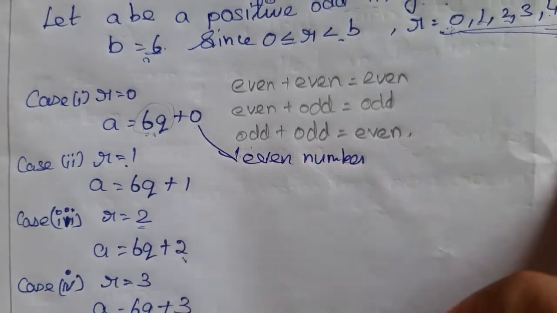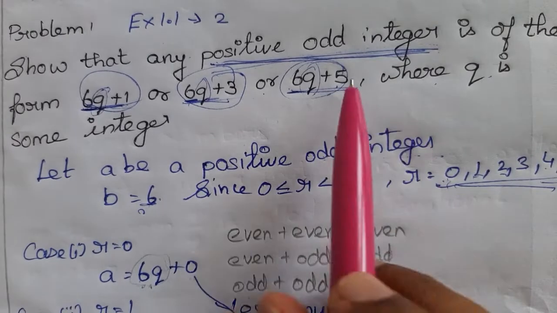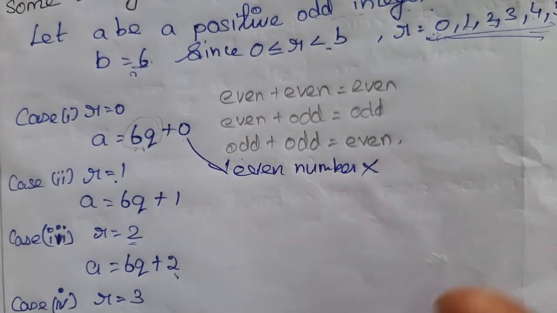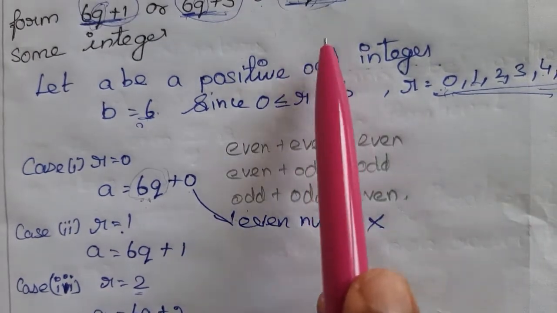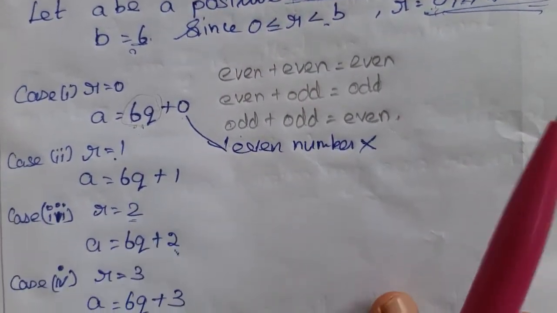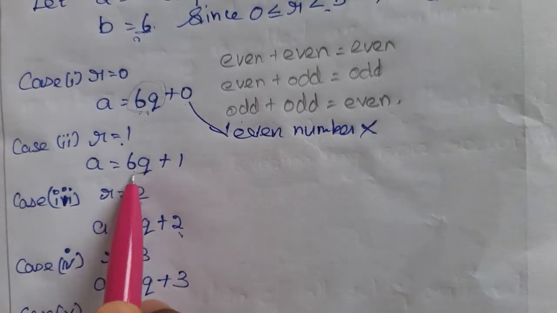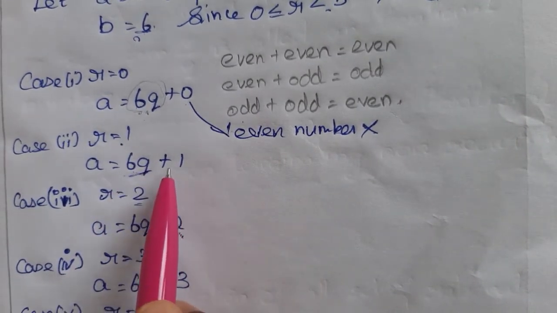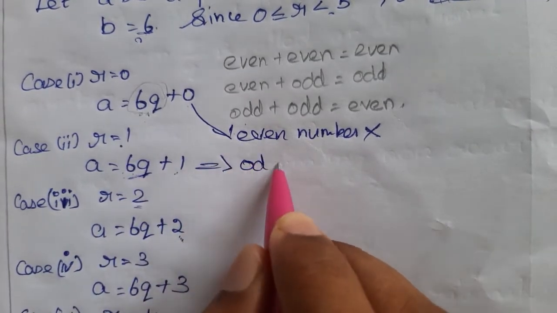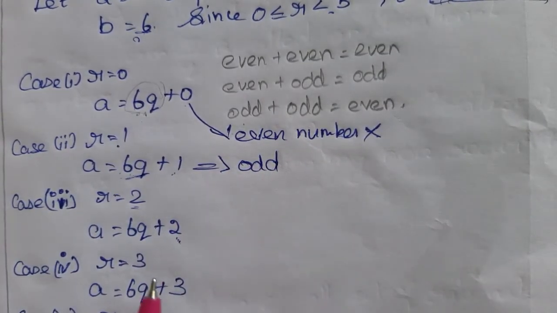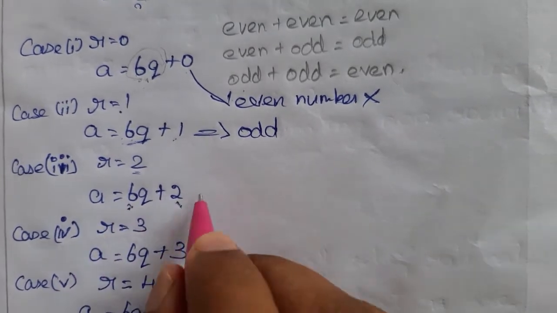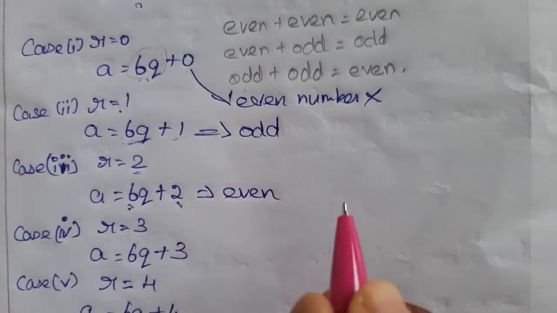But our question says positive odd integer, right? So 6q is the case for the even number. We have to concentrate only on the odd integer. 6q is actually an even number, so even number plus 1, where 1 is odd. The result is odd, right? Next, 6q is even, plus 2 is even, and even plus even is even.